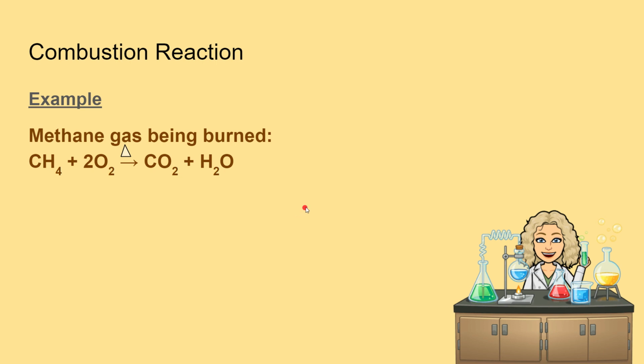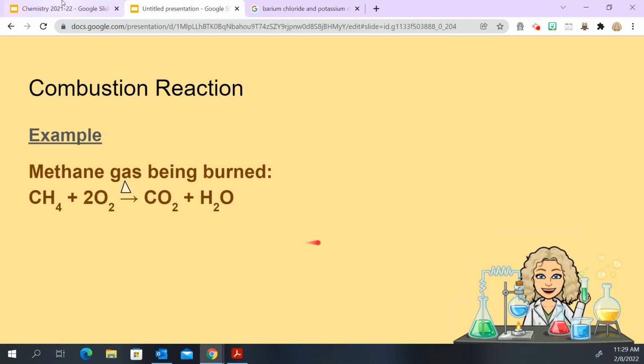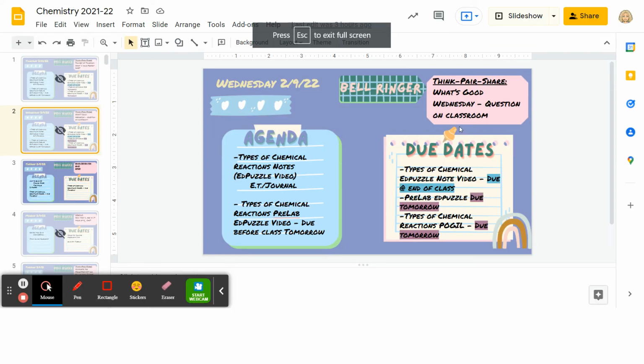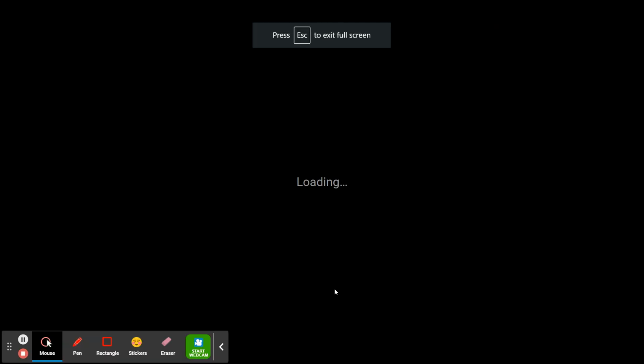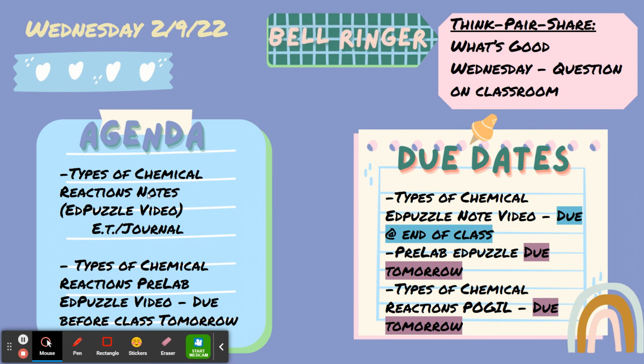At this point, make sure you've added anything you need to your notes. You're going to complete your exit slip on Classroom. I'm going to go back to our agenda slide for the day. You've now completed your reaction video notes. Now you're going to complete your exit ticket and journal.